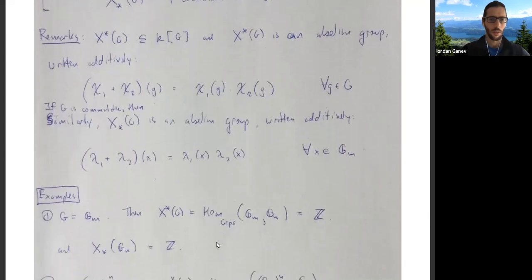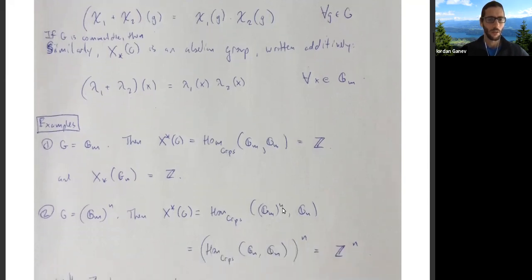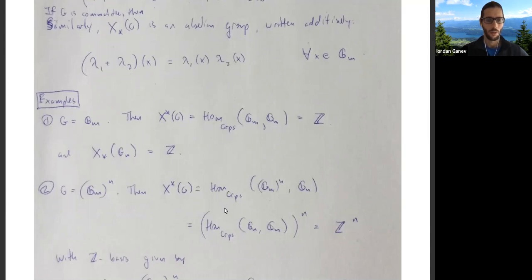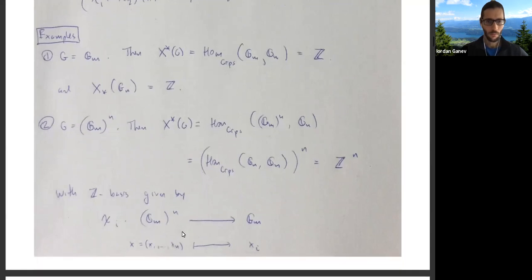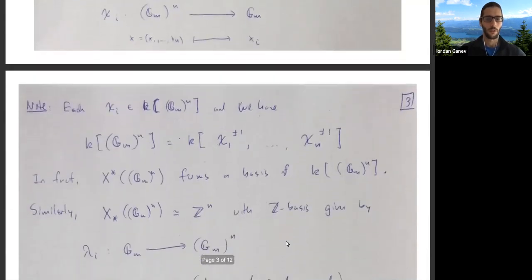Okay, so we saw some examples. For G_m, we proved before that the algebraic group homomorphisms from G_m to itself are just given by the integers. So its character lattice is just the integers. And if we have a torus, then its characters are Z^n, and we can write down nice bases. Similarly, the co-characters are also Z^n.